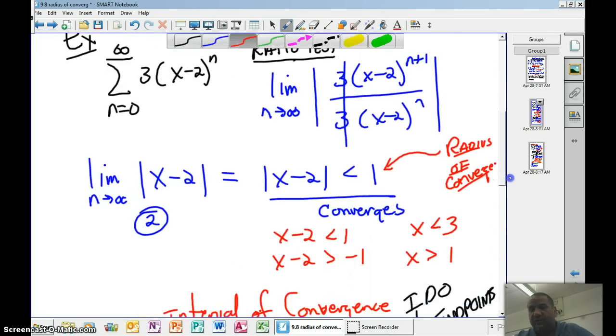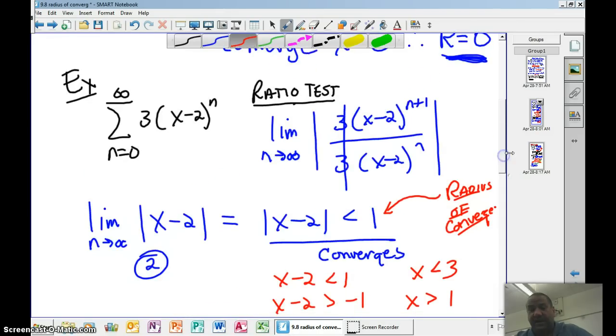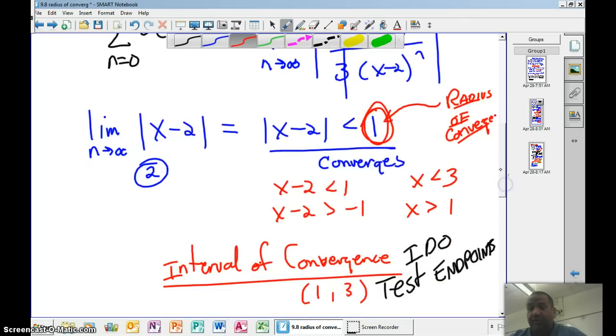Next example here, once again, I use the ratio test. Favorite test, I guess. And you see me using the ratio test, and you get x minus 2. Well, I forgot to tell you, for the ratio test we always set it less than 1. So now we're going to say the absolute value of x minus 2 is less than 1. That's where it converges. So we can figure out the radius of convergence. We use the definition of the absolute value, and we add the 2 to both sides, and you get x less than 3.